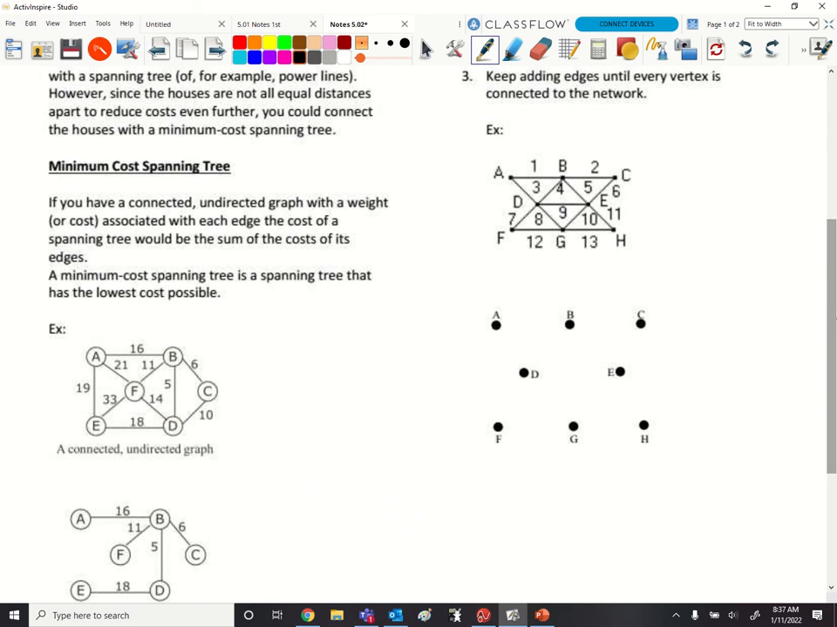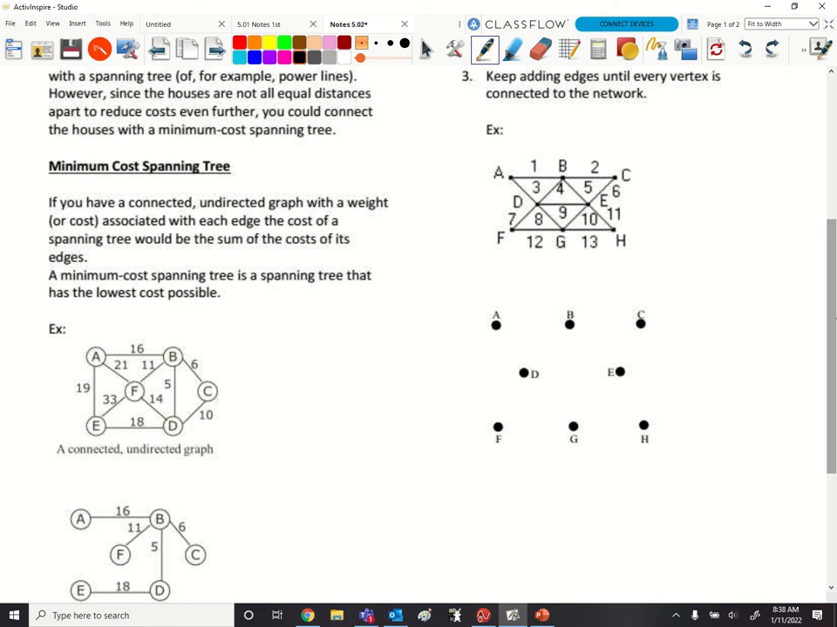So if you have a connected, undirected graph, connected means all points are connected. Undirected means you don't have any one-way streets. All the streets are bidirectional, so you can go either way with those. And a graph with a weight or cost associated with each edge, the cost of a spanning tree would be the sum of the cost of its edges. So a minimum cost spanning tree is a spanning tree that has the lowest cost possible.